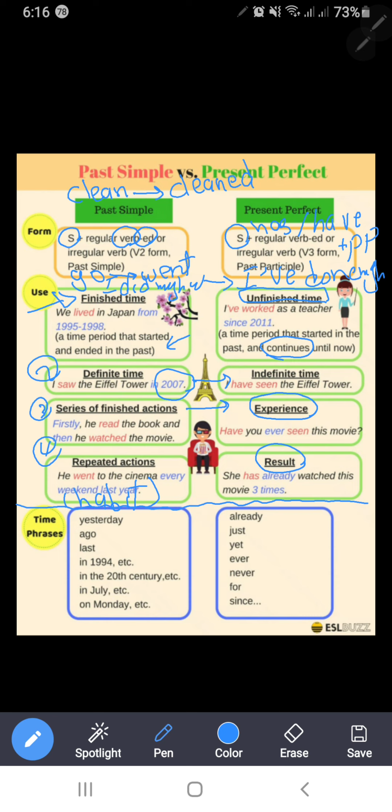By the way, if I see these time phrases in any sentence, I know when it will be past simple and when it will be present perfect. By the end of this session, can anyone make a full sentence in past simple and a full sentence in present perfect? Yes.